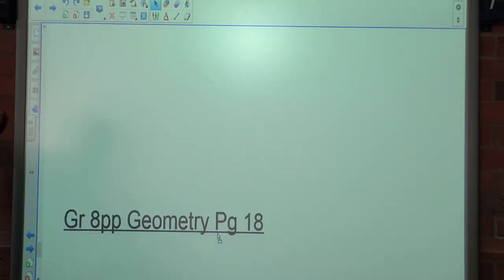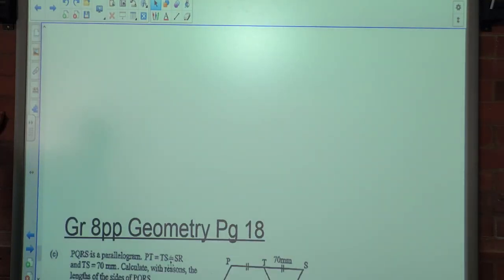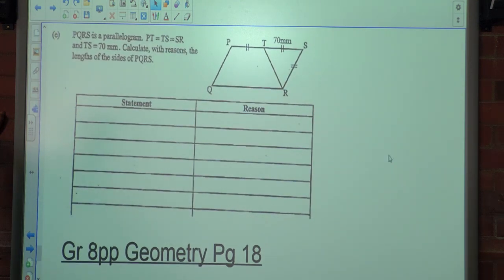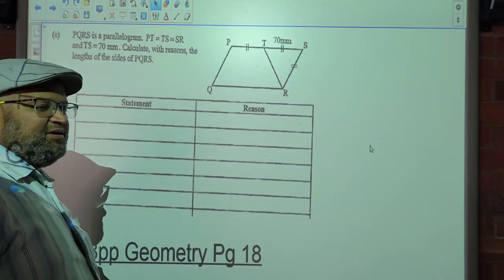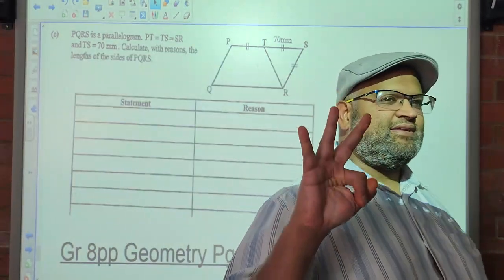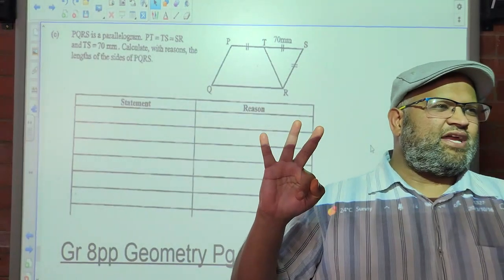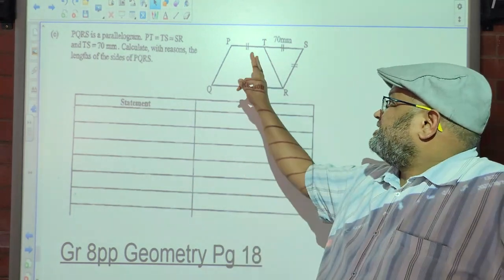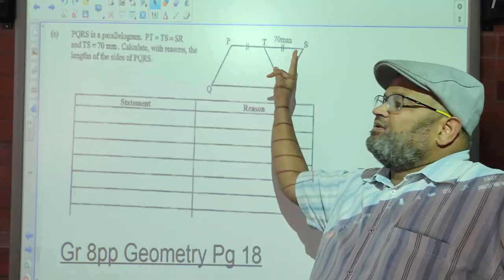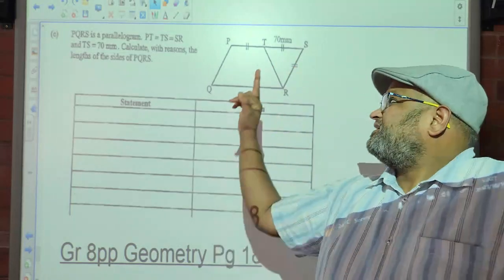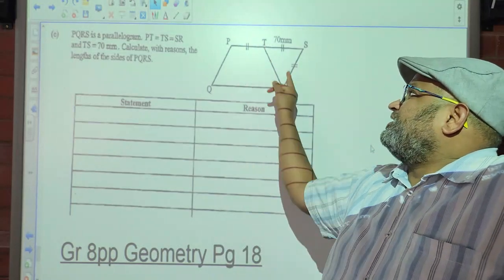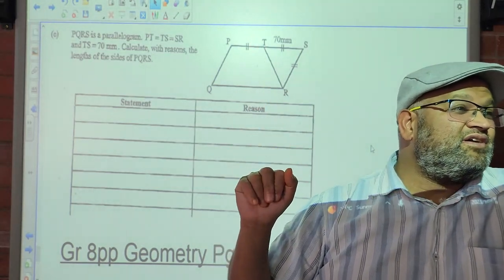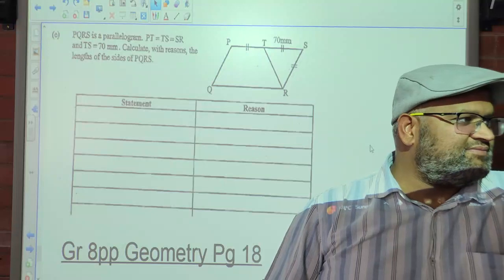Let's look at the next one, E. PQRS is a parallelogram. Three properties should come to mind. What are the three properties of a parallelogram? Opposite sides are parallel. Opposite angles are equal. One more. Opposite sides are equal. Two pairs of opposite sides are equal. Okay.